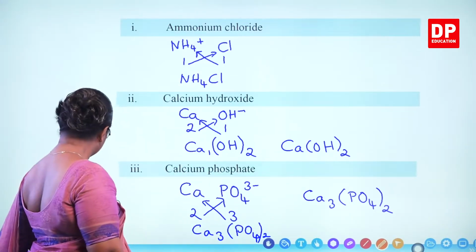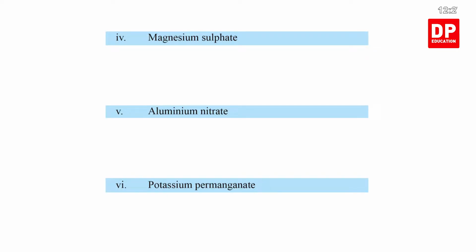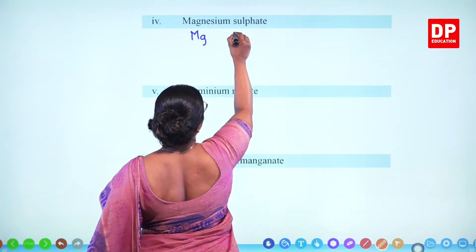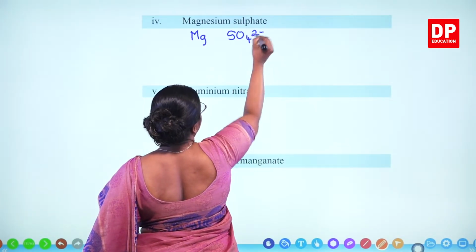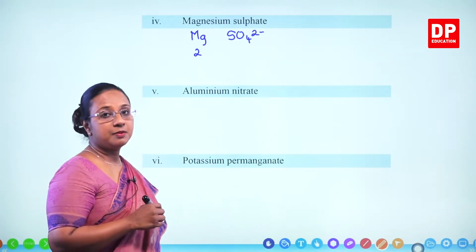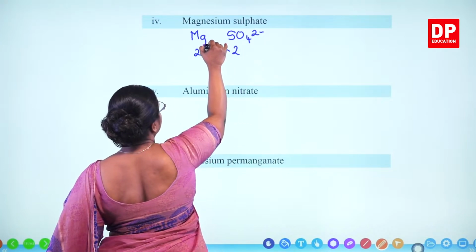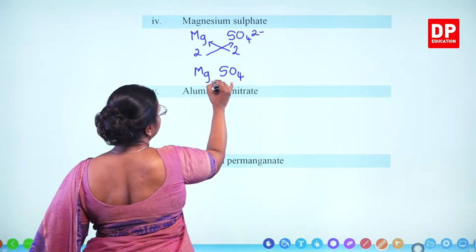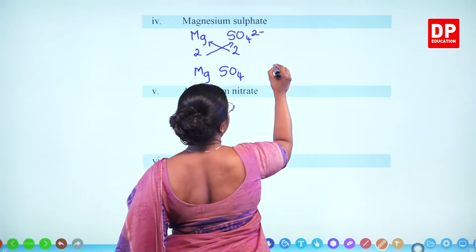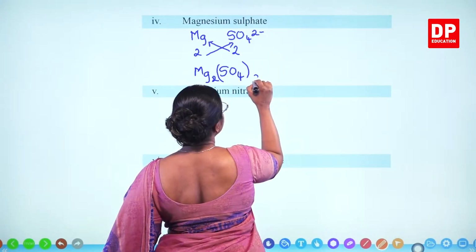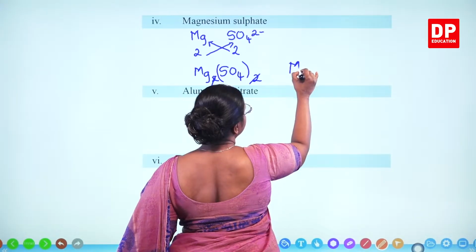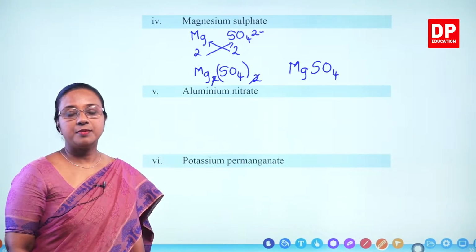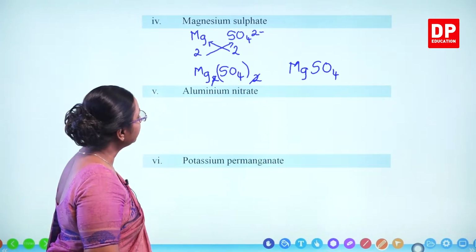We'll go on to the next slide with more examples. Magnesium sulphate. You know the symbol for magnesium, Mg, and sulphate is a radical, SO4 2 minus. And if you take the valencies, both are equal, 2 and 2, you have to exchange them. It will become Mg2(SO4)2. You don't have to write the 2, so this becomes 2, this also is 2. So we can leave these out and write it as MgSO4. That is the formula of magnesium sulphate. Then we have aluminium nitrate.